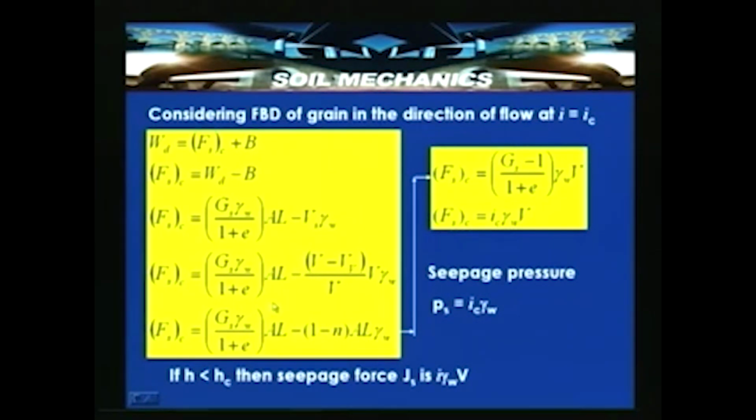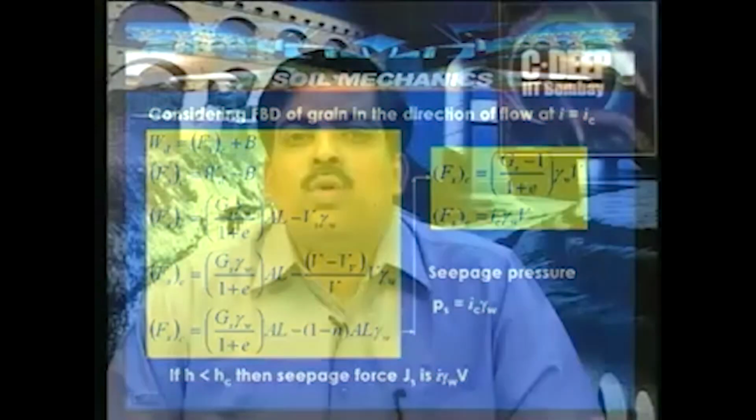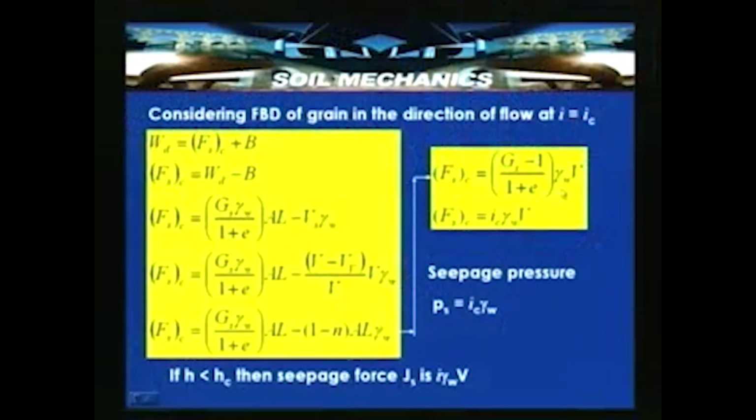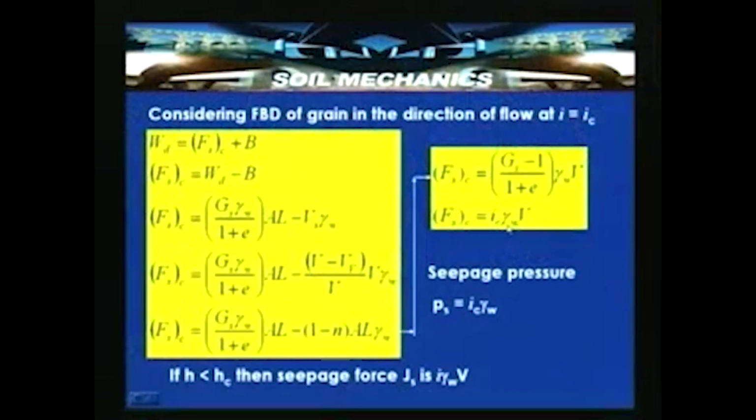If you simplify this further, we get Fsc equal to Gs minus 1 by 1 plus e gamma W V, because n is equal to e by 1 plus e. By substituting that, the frictional drag force Fsc in the direction of the flow is equal to Gs minus 1 by 1 plus e into gamma W V. Here, Gs minus 1 by 1 plus e, from the previous deliberation, can be written as ic, the critical hydraulic gradient. So, seepage force is equal to ic gamma W V.